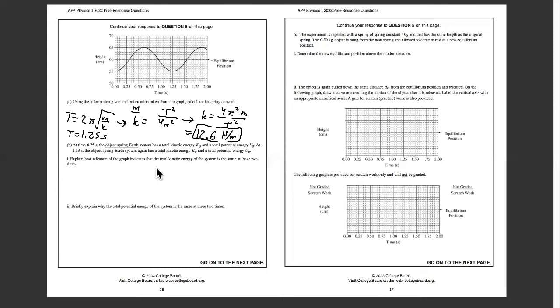All right. Now for time 0.75 seconds, the object-spring-Earth system has some kinetic energy, K naught, and total potential energy, U naught. At 1.13 seconds, it again has that as well. Interesting. Okay. Explain how a feature of this graph indicates that the total kinetic energy is the same at both times. Well, this is actually not too bad, because this is a height as a function of time.